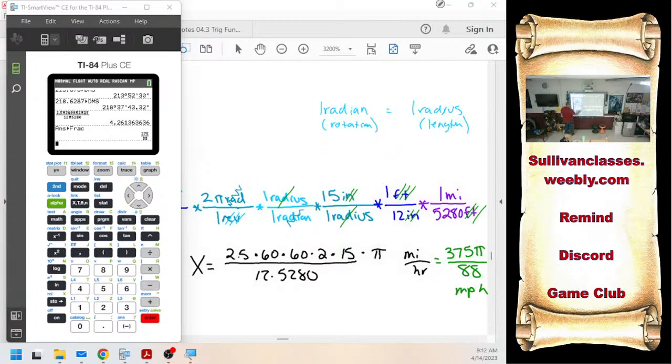Okay? So now take that times pi. Okay? And say it's about 13.387 miles per hour. But I have the most perfect, most accurate answer there. But this is the one that most people are going to understand. So next to it, I would put, or approximately, 13.387 miles an hour.